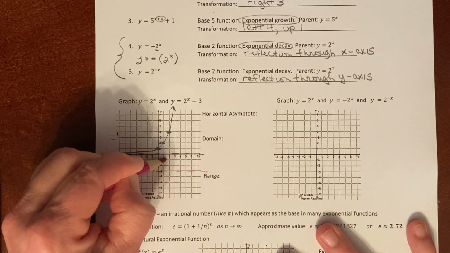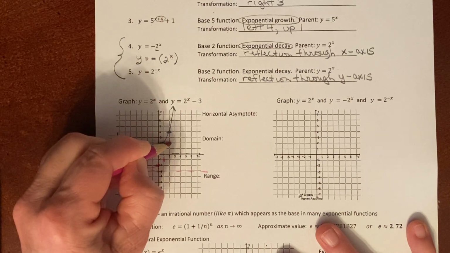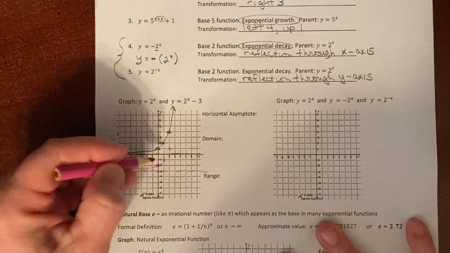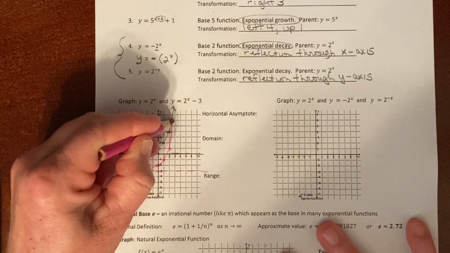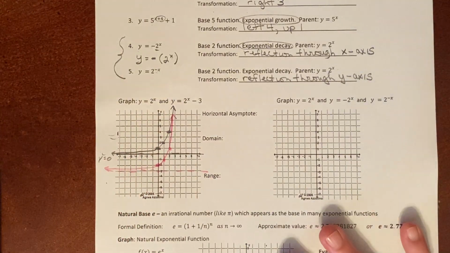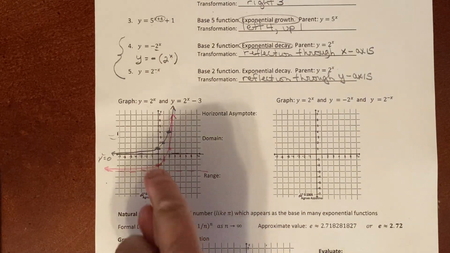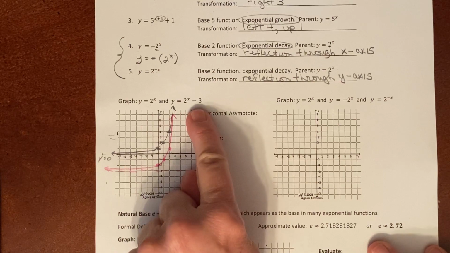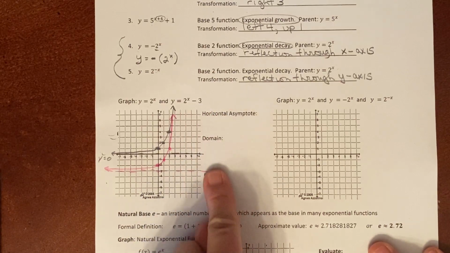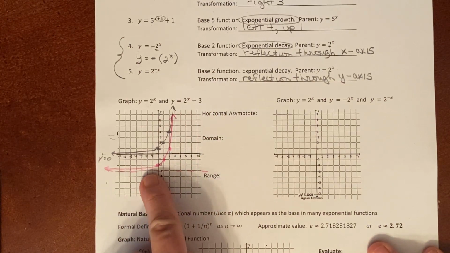I'm coming back and moving the other 2 points down 3, and then I'll connect them. Graph goes something up like that. So we can see a shift down 3 of our parent function, y equals 2 to the x, to produce our new function right here. Okay, let's respond to these questions right here based on my new graph.